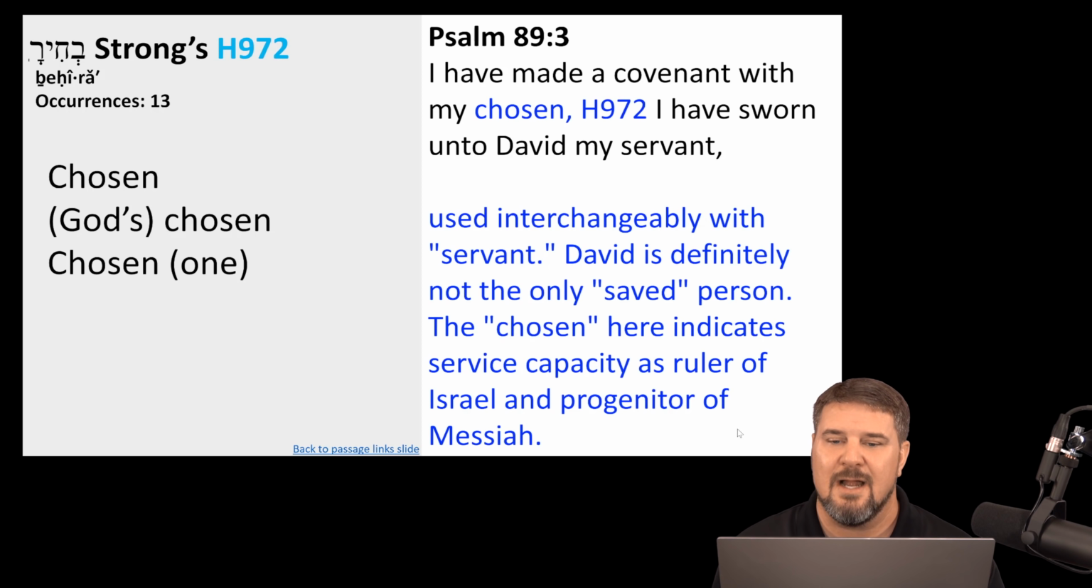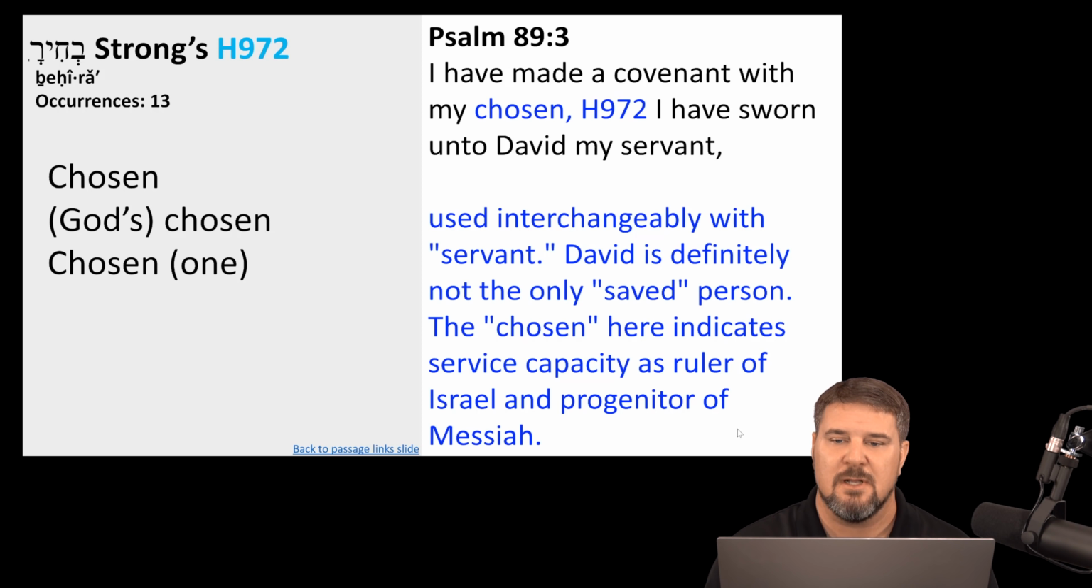Psalm 89:3, "I have made a covenant with my chosen. I have sworn unto David my servant." It's used interchangeably with servant again. David is definitely not the only saved person. The chosen here indicates the service capacity as ruler of Israel and progenitor of the Messiah, not the only person being saved.